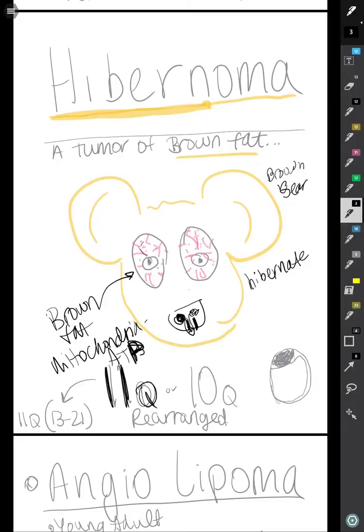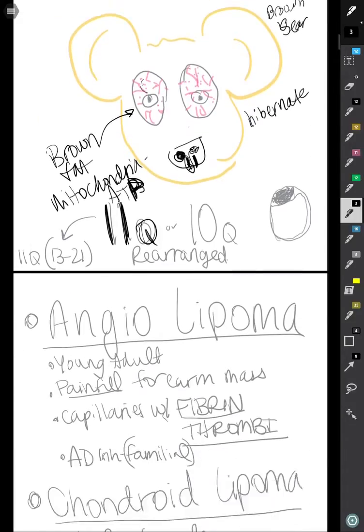And let's see if there's anything else to mention here. Nope, I think that's it for brown hibernoma. This is usually in a younger adult, like maybe an older kid. They should not have a whole bunch of brown fat, but they still do. And it's a collection. It's very well circumscribed, and that's the way to remember hibernoma.